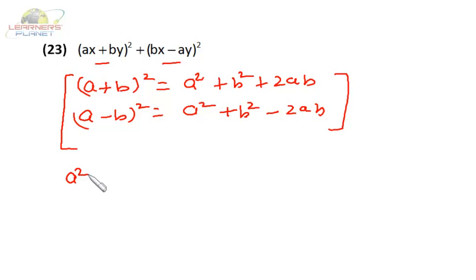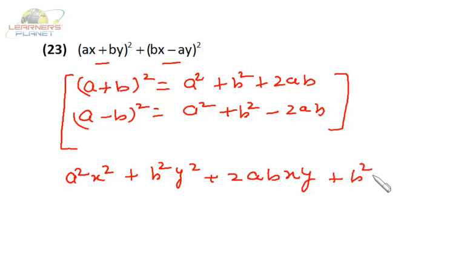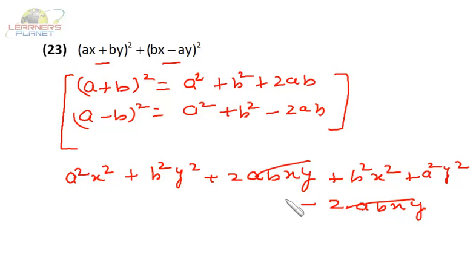So it's a square x square plus b square y square plus 2abxy. Similarly, here it is b square x square plus a square y square minus 2abxy. Now here it is 2abxy positive and here it is negative, so they will get cancelled. Now we are left with these four terms. Now we can regroup. Suppose I regroup this and this and this and this.